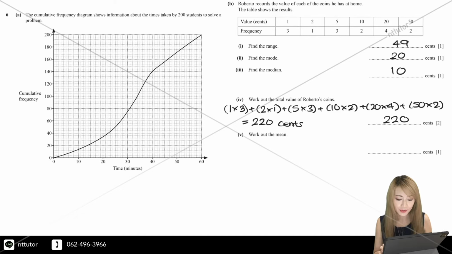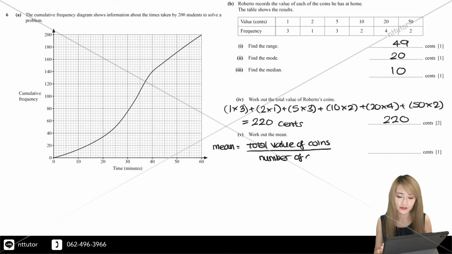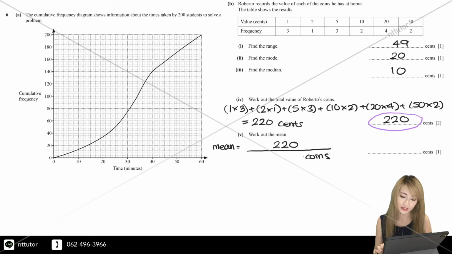5. Work out the mean. The mean would be the total value of coins divided by the total number of coins. So we already have the total value of coins from part 4, so that's 220 cents. And the total number of coins is just the sum of the frequency. So that's 3 plus 1 plus 3 plus 2 plus 4 plus 2, which is 15.